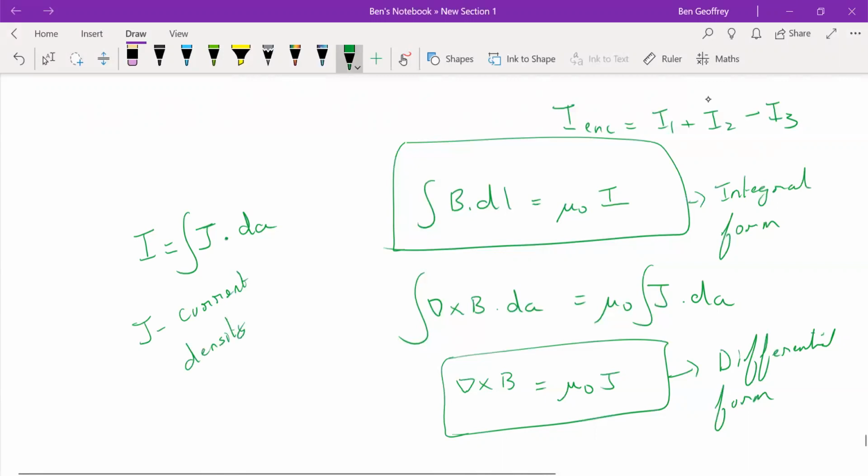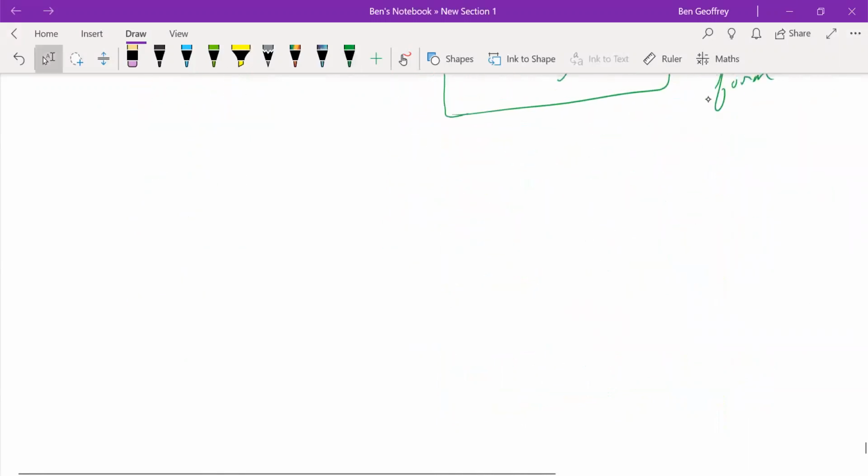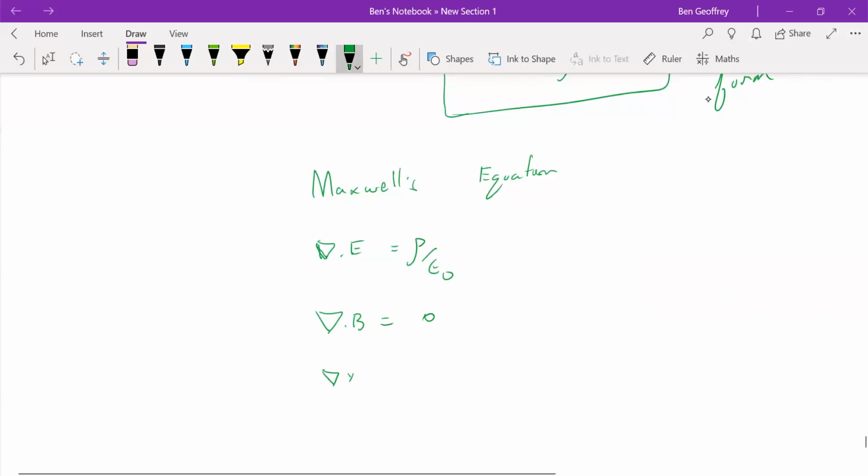Okay, so let me just write it out now, all the four together. Maxwell's equations. So first is your Gauss theorem. So these are your four Maxwell's equations in differential form.